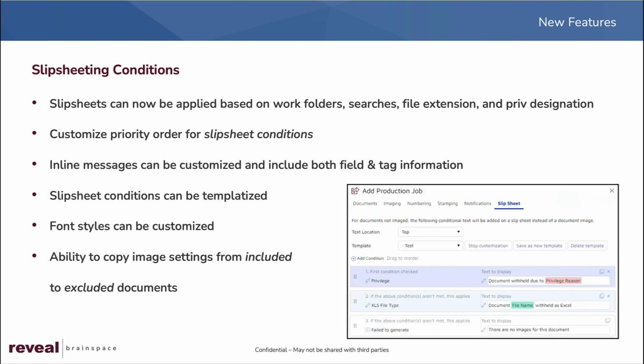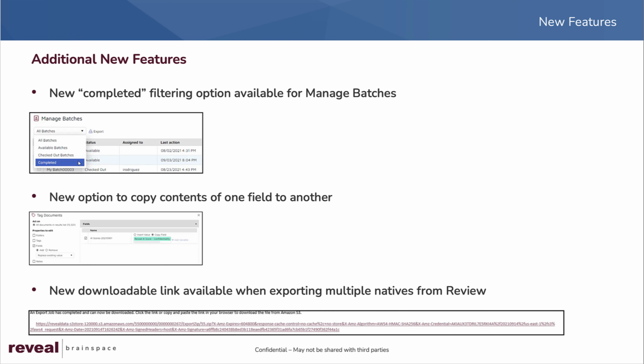We've also added an additional production feature that gives you the ability to copy your image stamping settings from the included document population to your excluded document population. In addition to enhancing Reveal's slipsheeting functionality, we've also implemented several enhancements related to managing review batches. You now have the ability to filter your batches by the status completed. This new filter will make it easier for you to identify completed batches or exclude them from view within the Manage Batches window.